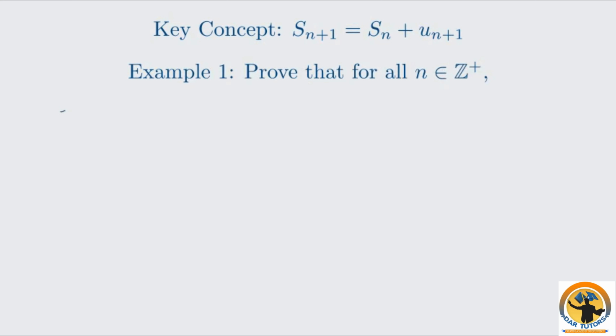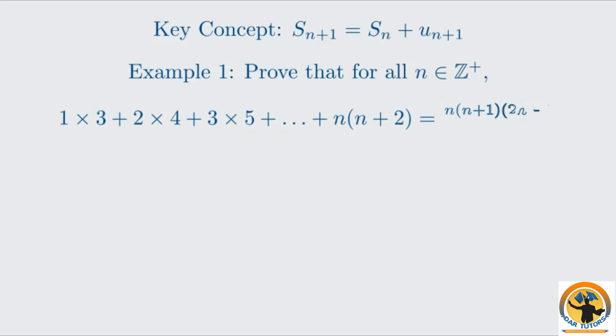Let's work through our first example. We will prove that the sum of the series 1 times 3 plus 2 times 4, and so on, up to n times (n plus 2), is equal to n times (n plus 1) times (2n plus 7), all divided by 6. This is our proposition, P(n). Let's follow our four-step process. Step 1. The base case.